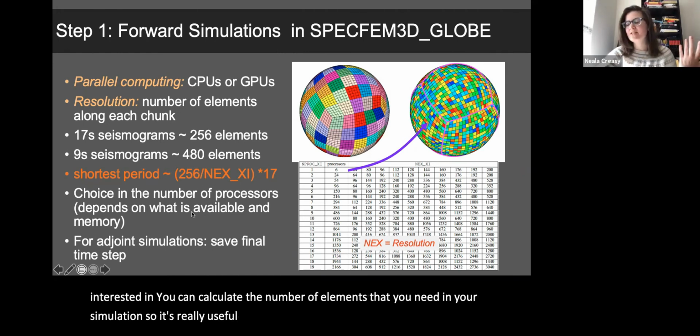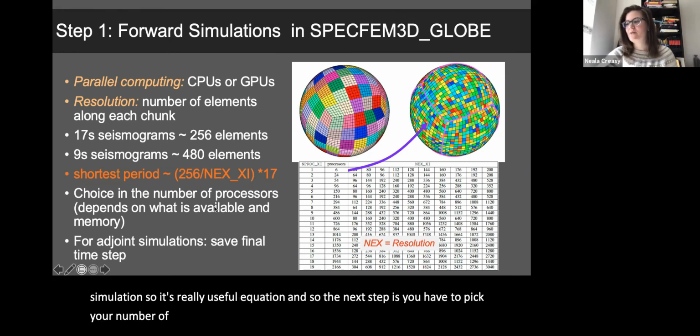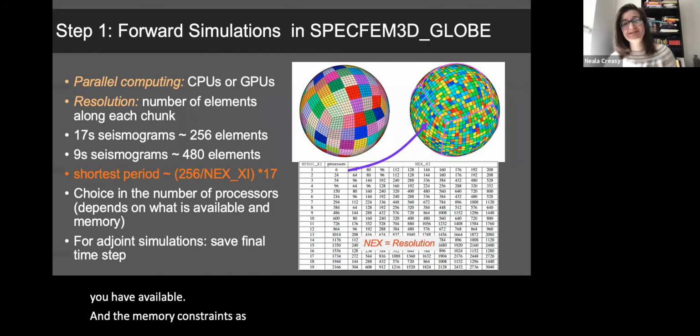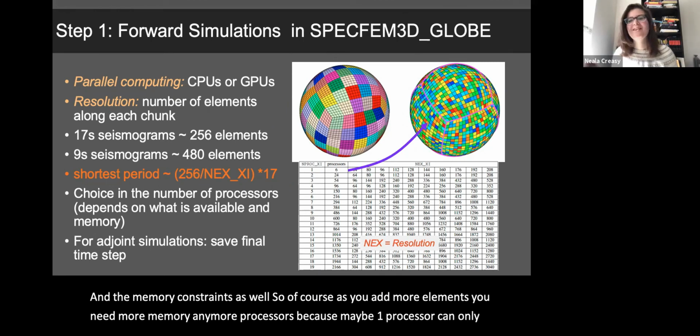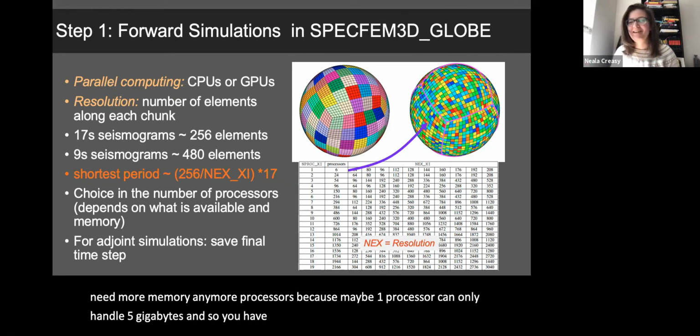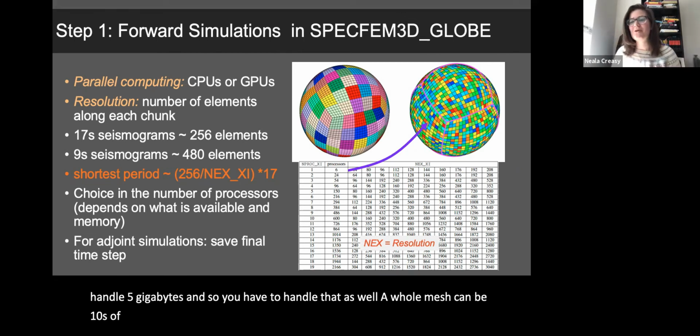And then the next step is you have to pick your number of processors. This will depend on the number of processors you have available and the memory constraints as well. Of course, as you add more elements, you need more memory and you need more processors, because maybe one processor can only handle 5 gigabytes. A whole mesh can be tens of gigabytes, so you have to have enough processors to handle all that memory.